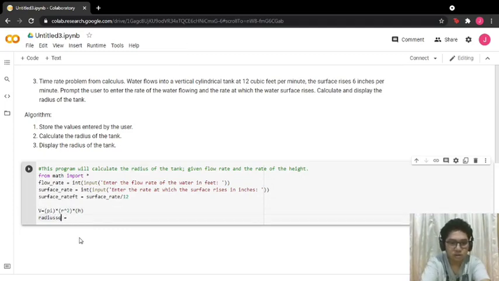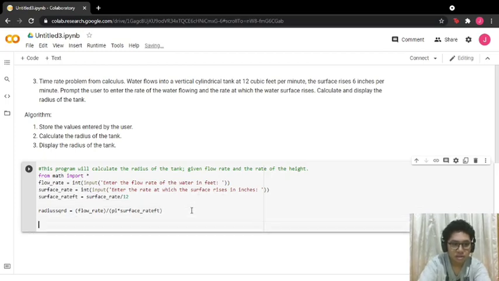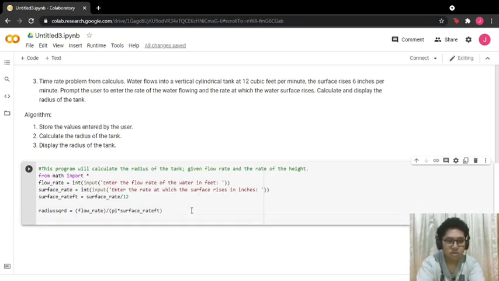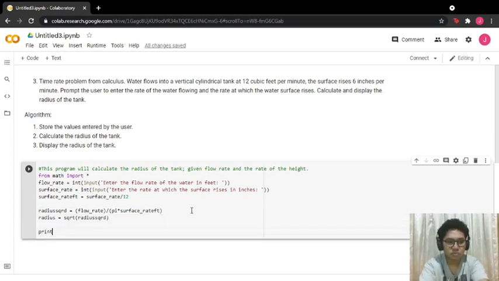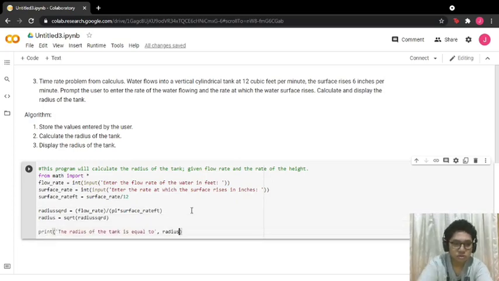So first I will get the radius squared, and that is the volume, which is the flow rate, divided by pi times the height, which is the surface rate in feet. Then I will get the square root of that, then I will print the value of the radius. Then I will run the program.